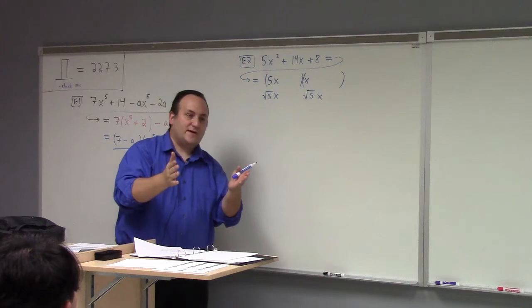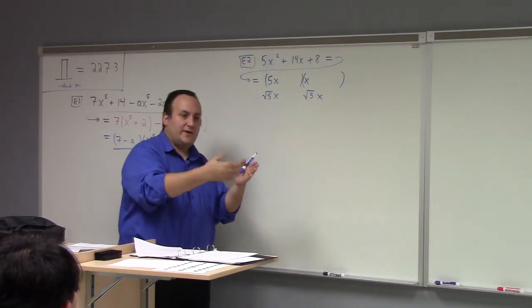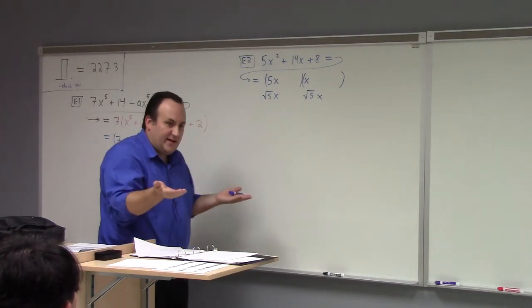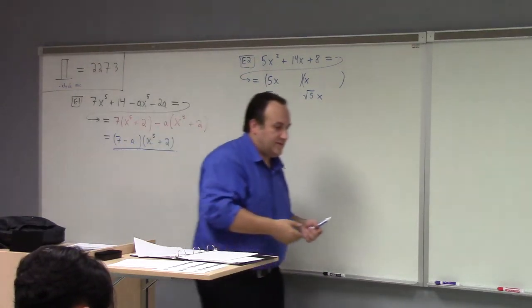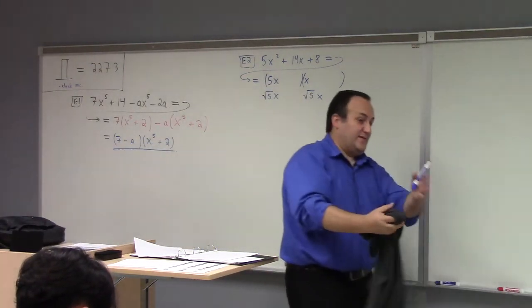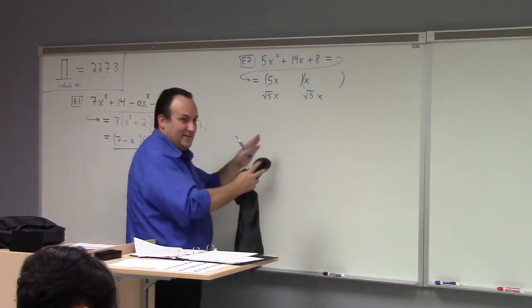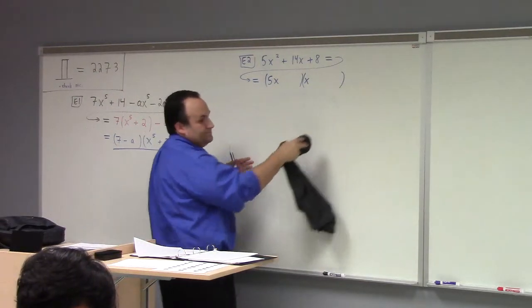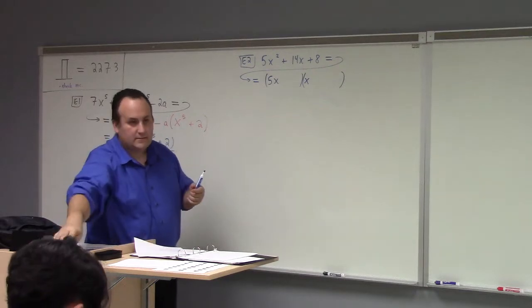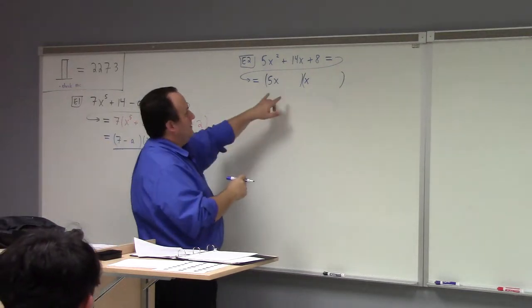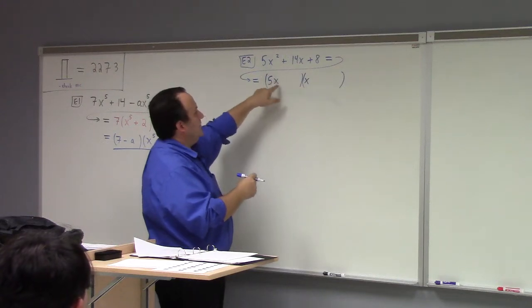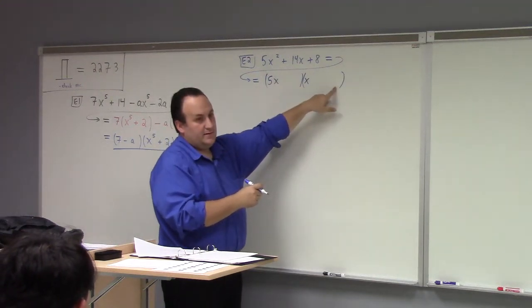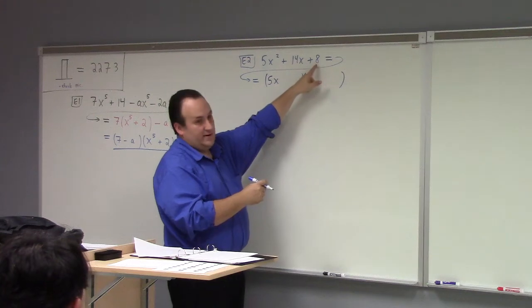But we start with whole number ways to factor 5, right? So it's just 1 times 5, or of course minus 1 times minus 5, but that's really not any different for us here. So I'm pretty much forced to write down 5x and x here as my starting point. And then, like you said, the question is, how do we get that 14x, right? Now, whatever number I put here and here, it has to multiply to give 8, right?